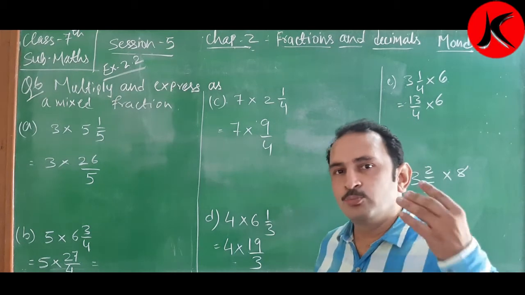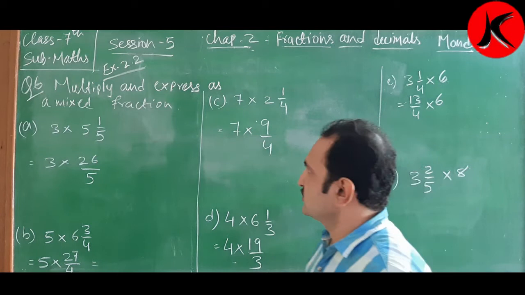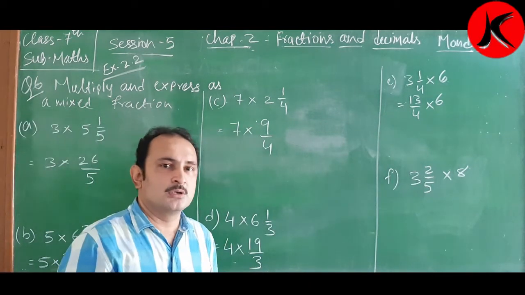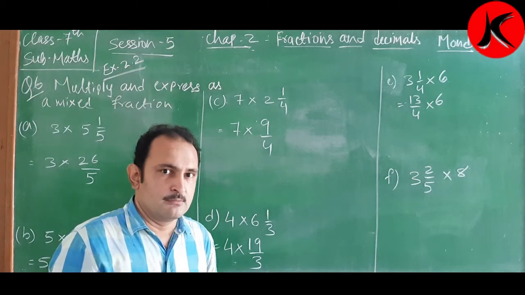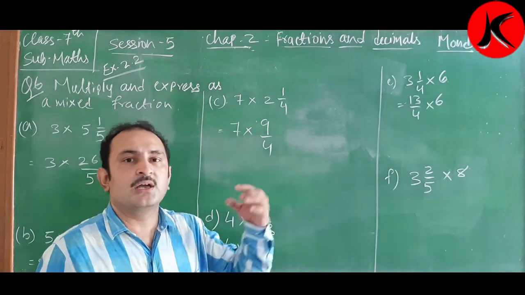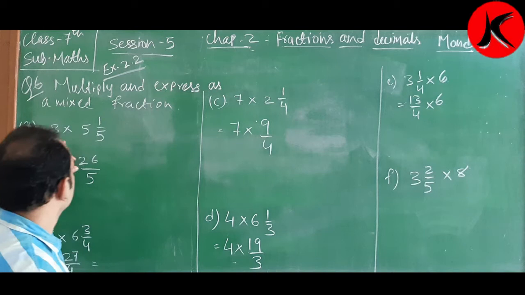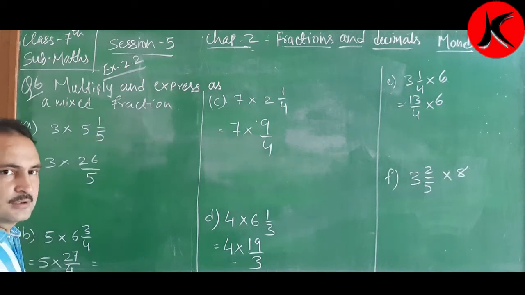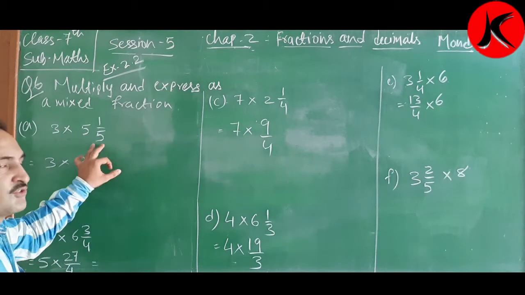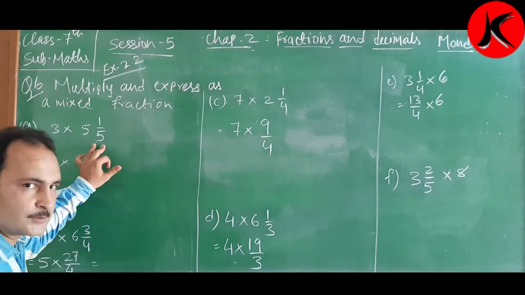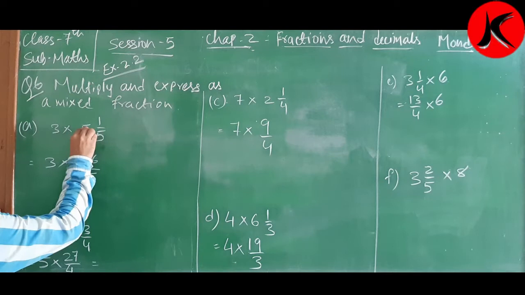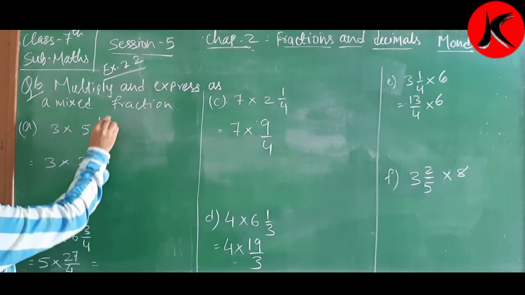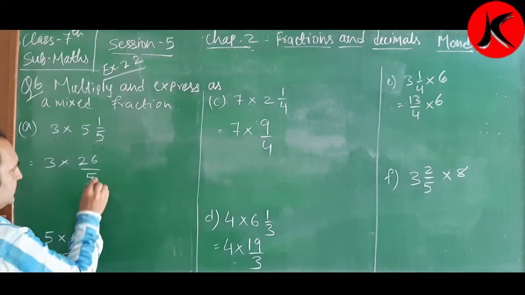Okay, our exercise 2.2 question number 6, which is multiply and express as a mixed fraction. Mixed fraction means what? जो integer में होता है, basically it is converted from the improper fraction. 3 multiplied by 5 integer 1 upon 5. First of all, convert this mixed fraction into improper fraction. How to convert that? 5 ones are 5, multiply करो, 5 fives are 25. 25 plus 1 is 26 upon 5.